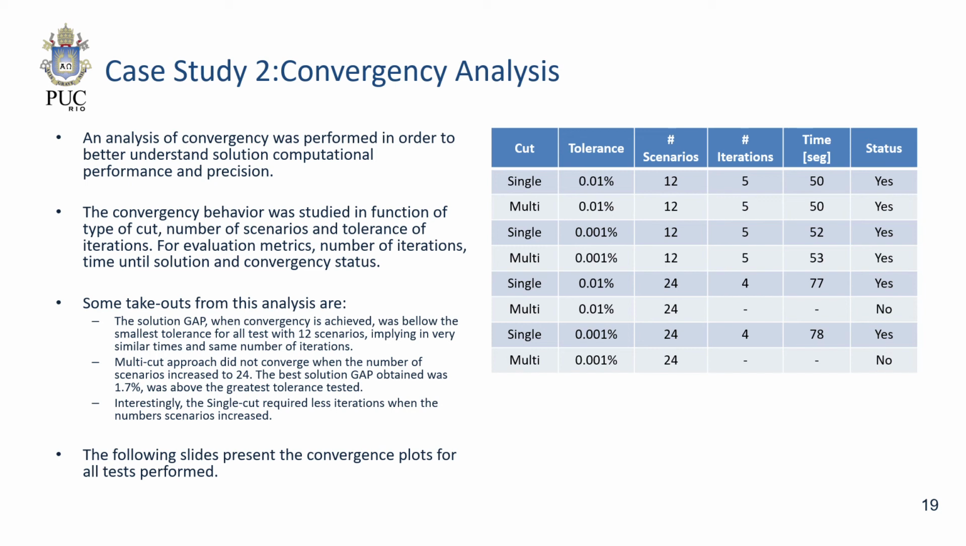So that's interesting. And even more interesting was that the single cut for the 24 scenarios was able to obtain optimal solution and convergence with one less iteration than the 12 scenario. So probably as it is seeing more scenarios than the 12, it was able to approximate the operation costs function in a better manner, and it was able to achieve convergence earlier.